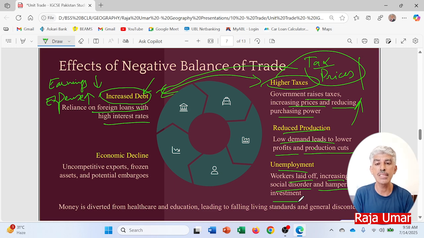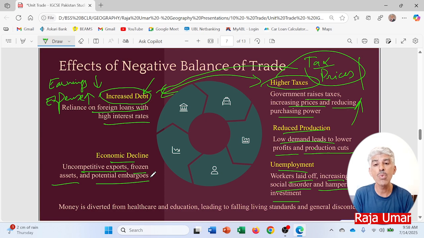So it means that the industrialization process would stop, and the country's economy would be further declining. So economic decline, overall the things would come to the economic decline, or you may say the economic collapse. Uncompetitive exports, frozen assets, and potential embargoes would be the greater threat towards the negative balance of trade.